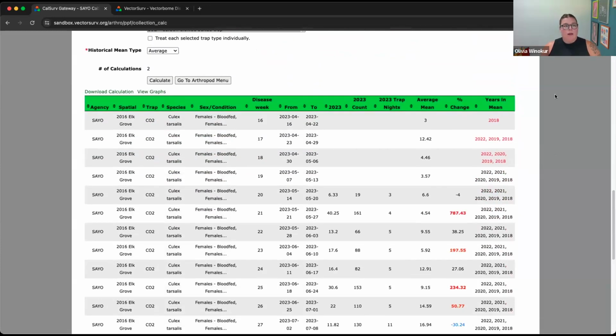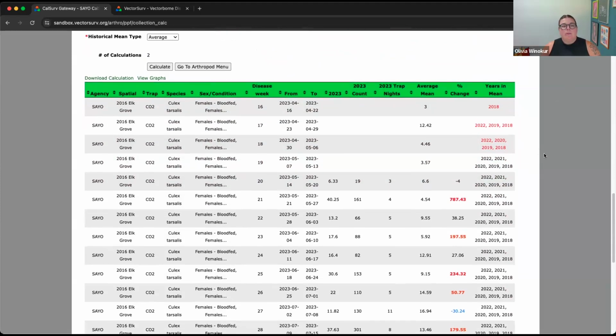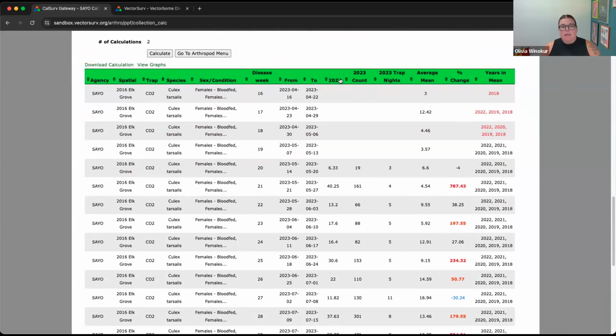So our output, and we're going to get two outputs here. One is tabular data, so basically a table. And what this is showing us is what our mosquitoes per trap night were for this interval. So for the 1 week period from May 14th to May 20th, we had 6 mosquitoes per trap night in our Elk Grove.